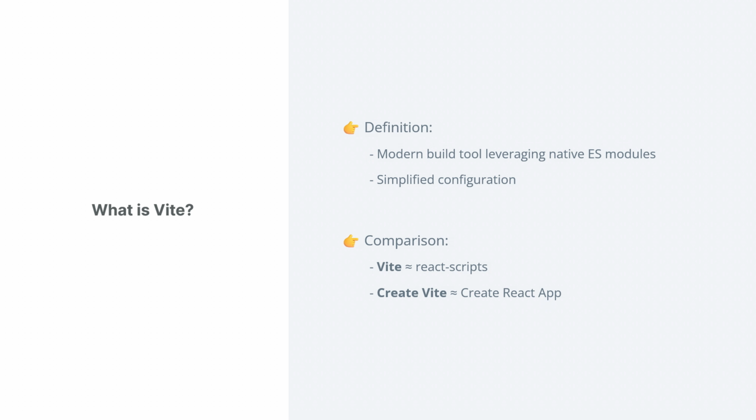Of course, there are significant differences between the two, as their underlying principles and implementations are entirely different. However, since we do not need to understand their implementation for now, for ease of understanding and memory, we can compare Vite to React scripts in terms of functionality, and Create Vite to Create React App.